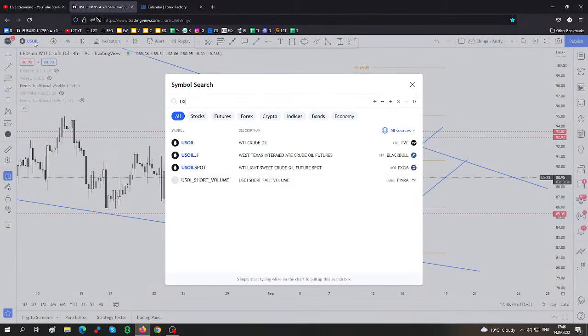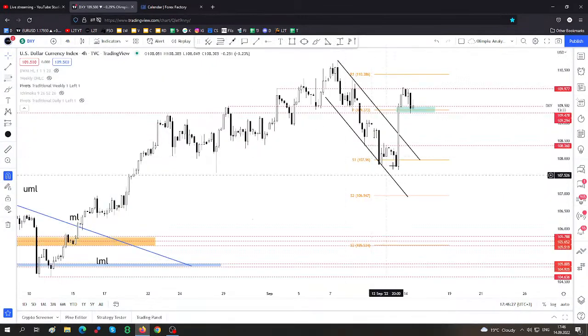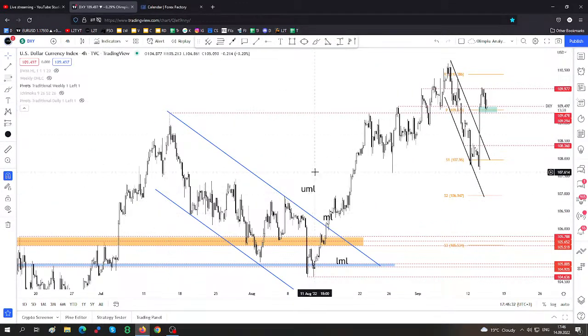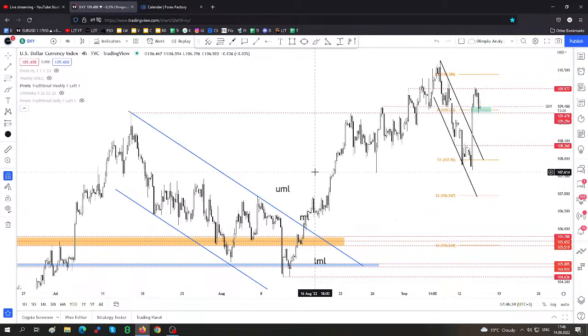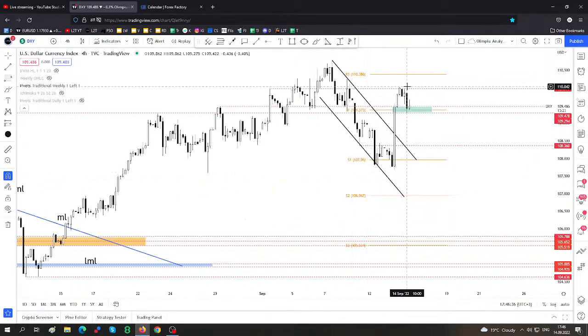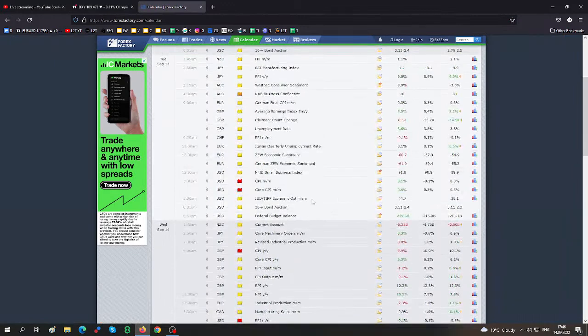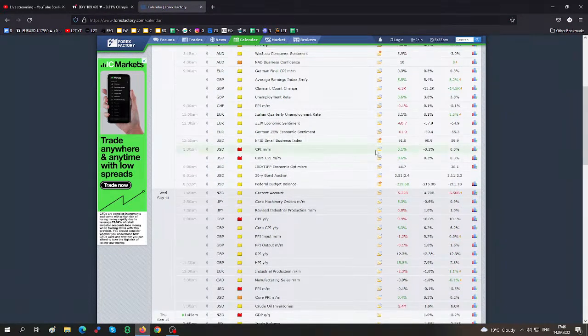Okay, so dollar index, let's take a look. 4 hour key level 109.29. Aggressive rally after the US reported higher inflation yesterday, as you already know. Let's take a look on the economic calendar. So US consumer price index 0.1% growth versus 0.1% drop expected. Core CPI 0.6% growth reported in the last month versus only 0.3% growth expected.